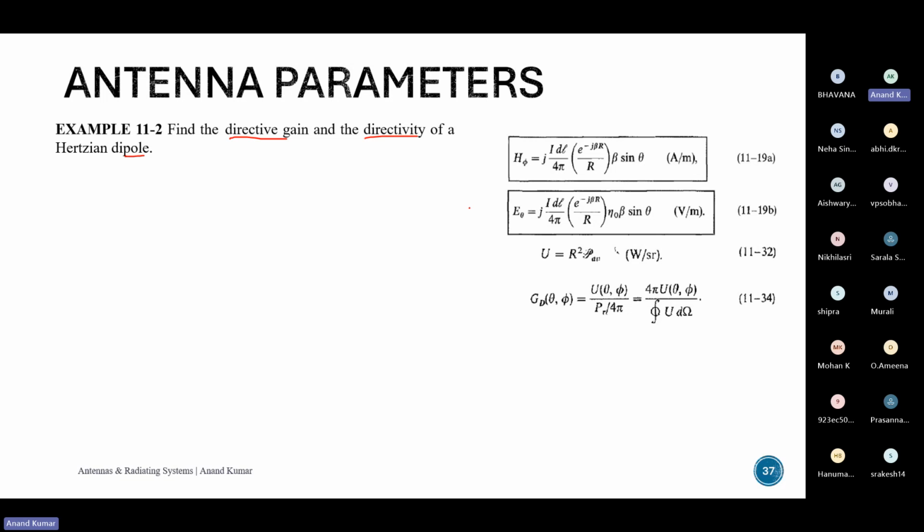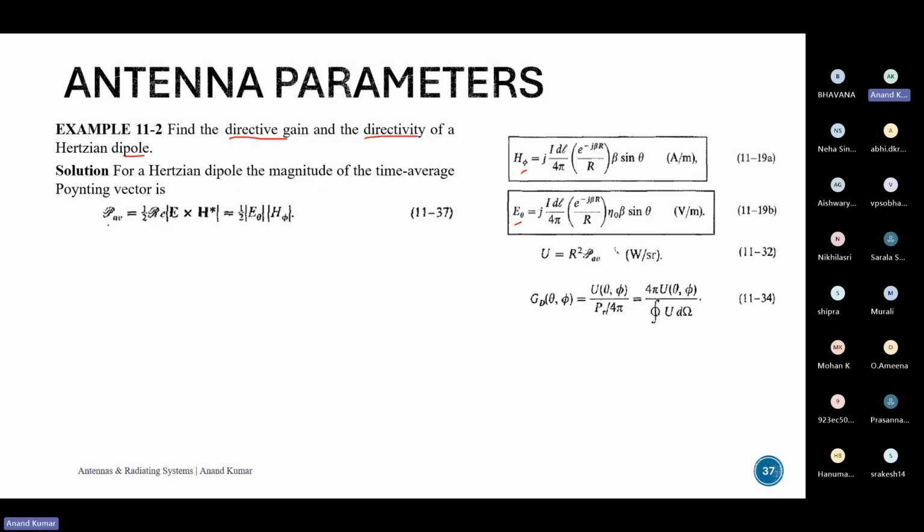In the previous slide, we already did some questions, and we have done the electric field intensities also. So we'll use that. For a Hertzian dipole, the magnitude of the time average Poynting vector is given by half of the real part of the electric field cross the conjugate of the magnetic field, which is given by this expression. This comes from your electromagnetic theory.